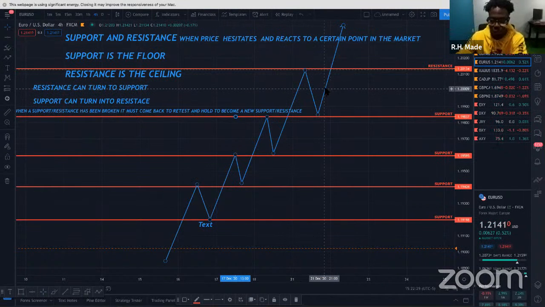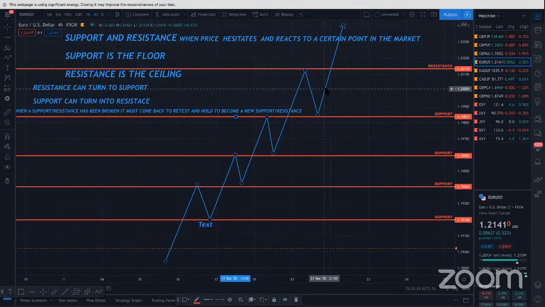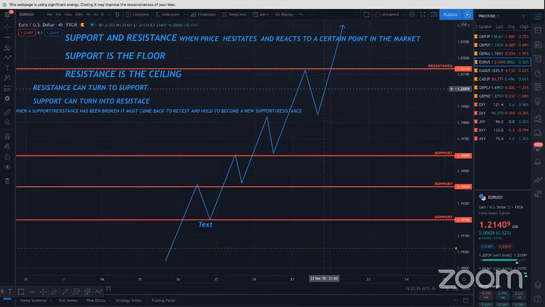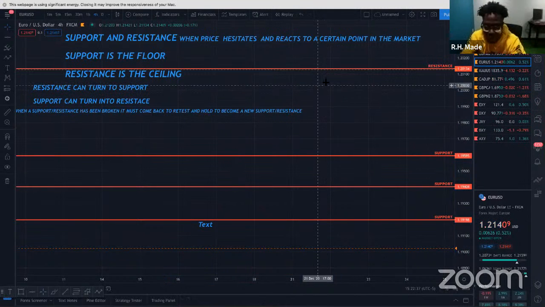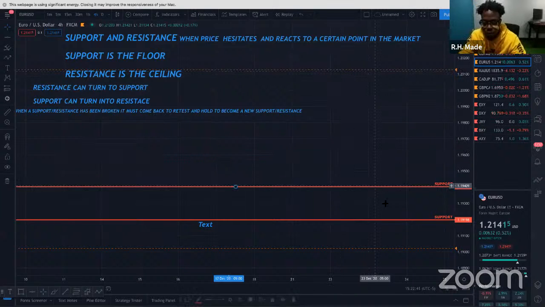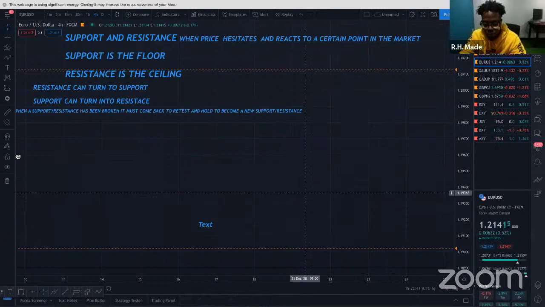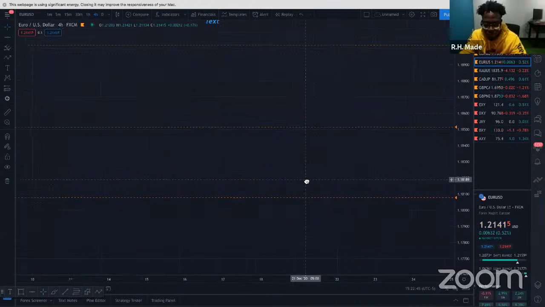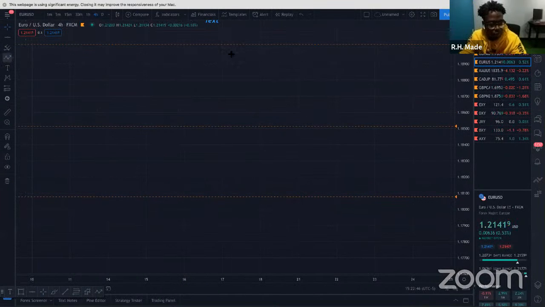All right, so you get that example for uptrend. I'm gonna also show you a downtrend too. You got it. So similar concept for a downtrend.